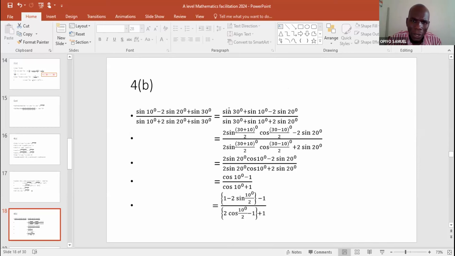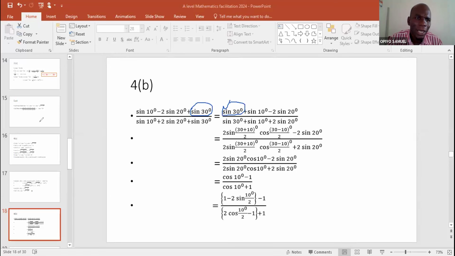So here we can take sine to the other side. You know, addition is commutative, so you can interchange the position. That's why I am able to remove this one from the end and put it at the start here.